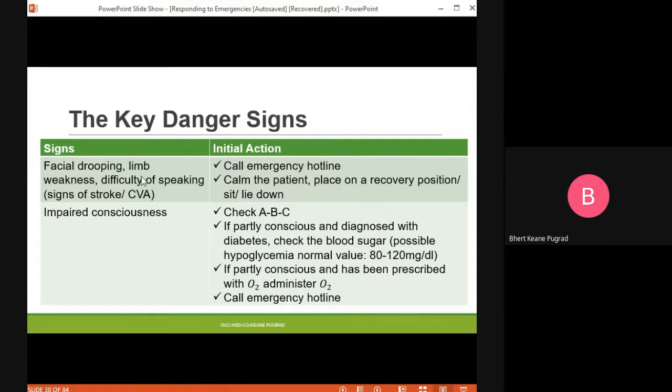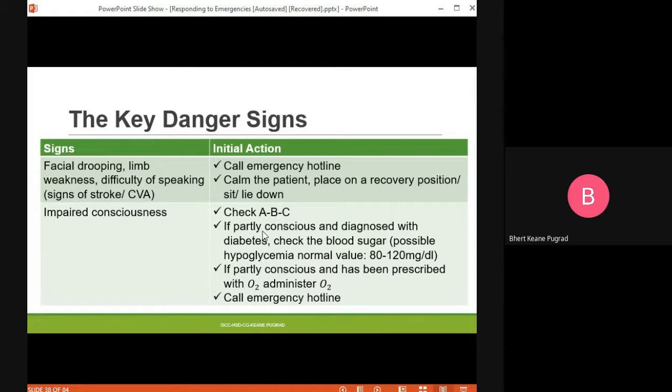So other key danger signs, we have facial drooping, limb weakness, difficulty of speaking. These are the indicative signs of stroke or cerebrovascular accident. So our initial action, we need to call the emergency hotline because the patient should be referred immediately to the nearest hospital for further care and management. Take note, kapag stroke kasi yan, we need to prevent the possible severity of the condition. That's why we need to bring the patient immediately to the hospital.